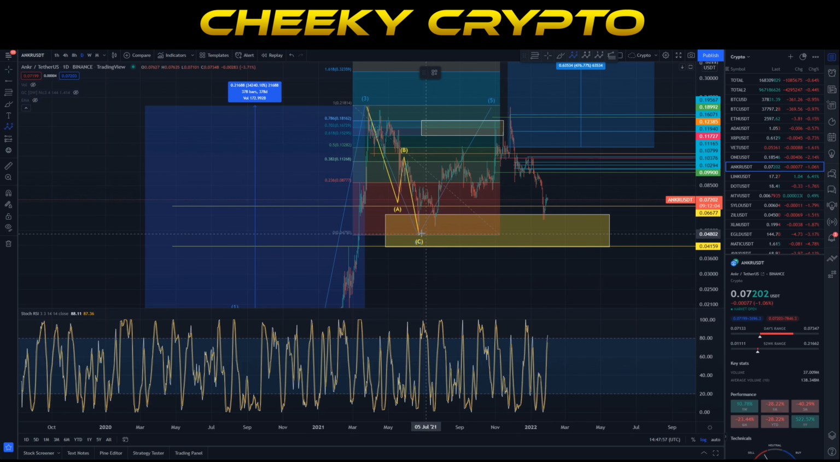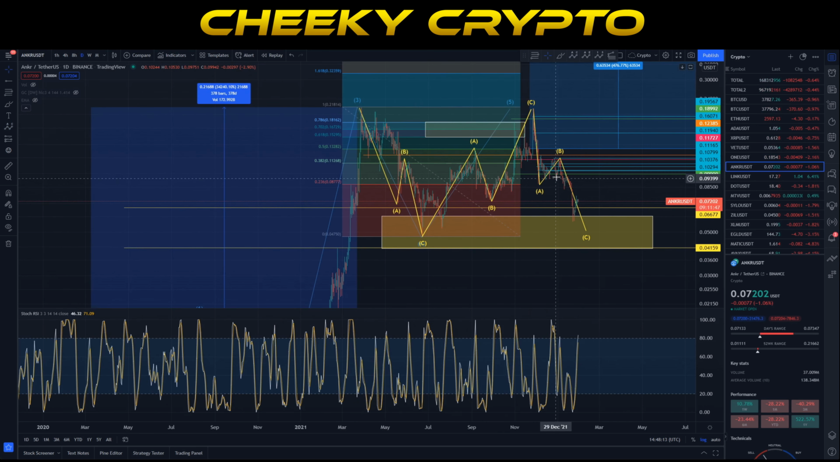You can't have overlap if it's an impulsive move. So instead, what we have here is an A wave up, a B wave down, and a C wave up. And now we are tracking a nice corrective action down, an A, a B, and a C. And why is this important?